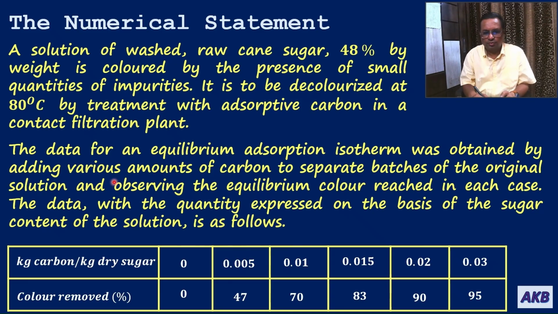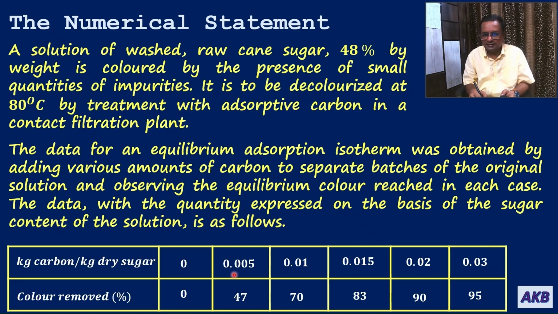So this equilibrium data, how was it generated? It was generated by adding various amounts of carbon to separate batches. The original solution was taken in separate batches, and to each batch a particular amount of carbon was added. You can see the amounts of carbon added are given in the first row.